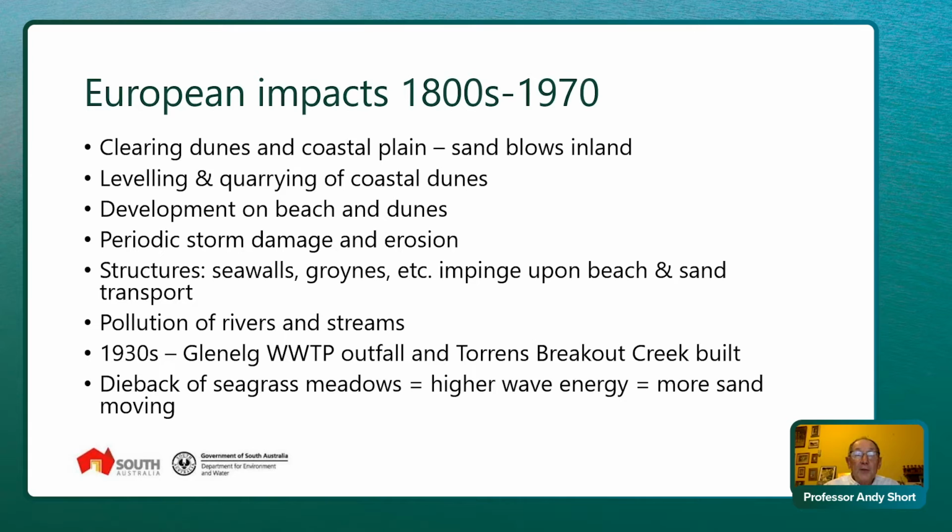In addition, as Adelaide grew, its wastewater was discharged into the Gulf, and we had pollution of the rivers and streams, and the construction of the outfalls at Glenelg and Torrens in the 1930s pumped that right into the Gulf. The introduction of nutrient-rich water led to the growth of algae on the seagrass, which has died back. We had dieback of the inner seagrass meadows. As they've died back, there's been less filtering of wave energy, and higher waves are reaching the coast. As a result, even more sand is moving northwards along the coast. So we've had a lot of adverse impacts in the last couple of hundred years.